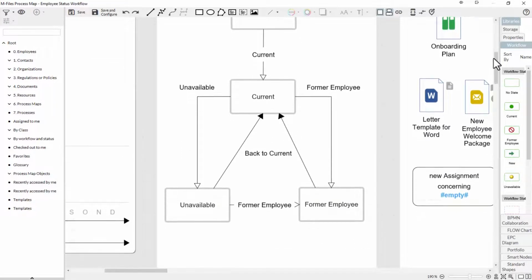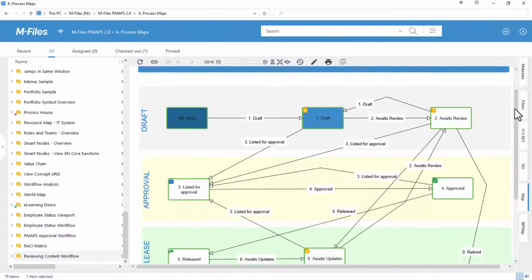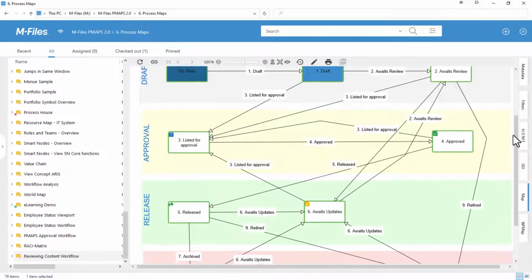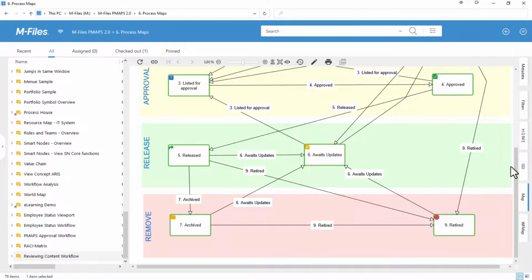It is possible to present complex processes directly in the M-Files client interface, thus supporting your specialist departments in the execution and adaptation of their business processes.